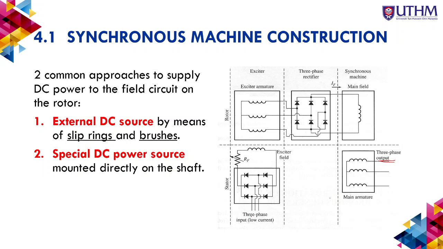However, in this case, the input also comes from the stator. When we use the slip ring and brush, it connects directly to the rotor. However, the special DC power source they generate from the stator. At the stator they supply a 3-phase input, low current, to generate a magnetic field. When there is a magnetic field, they call it the exciter field.